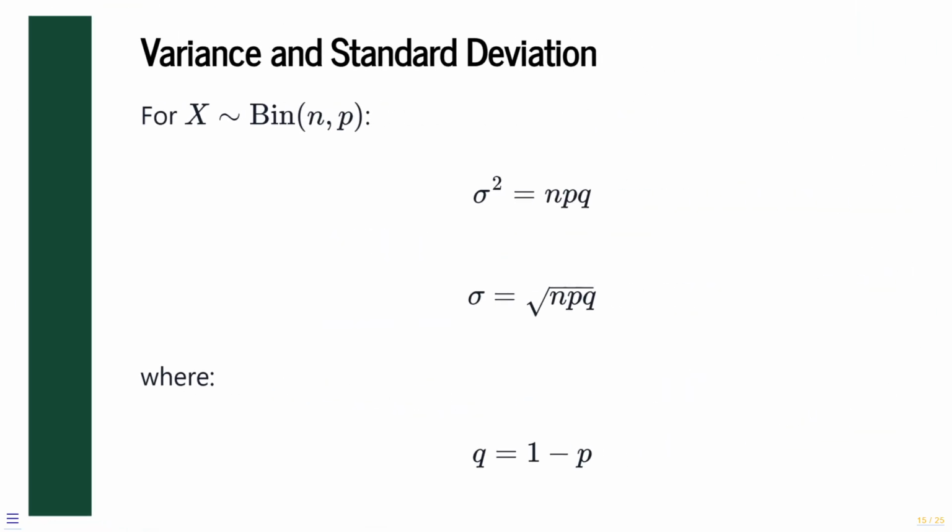The variance of a binomial random variable also has a simple form. It equals n times p times q, where q equals 1 minus p. The standard deviation is the square root of this quantity. These formulas allow us to quickly describe both the center and spread of a binomial distribution without computing long sums.